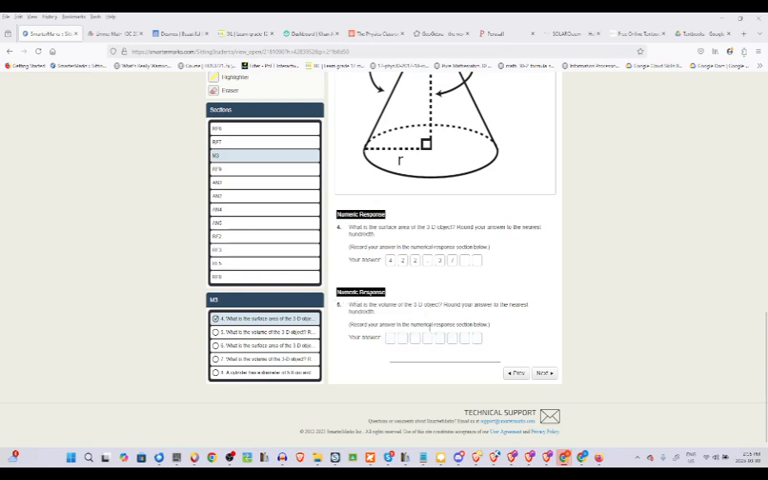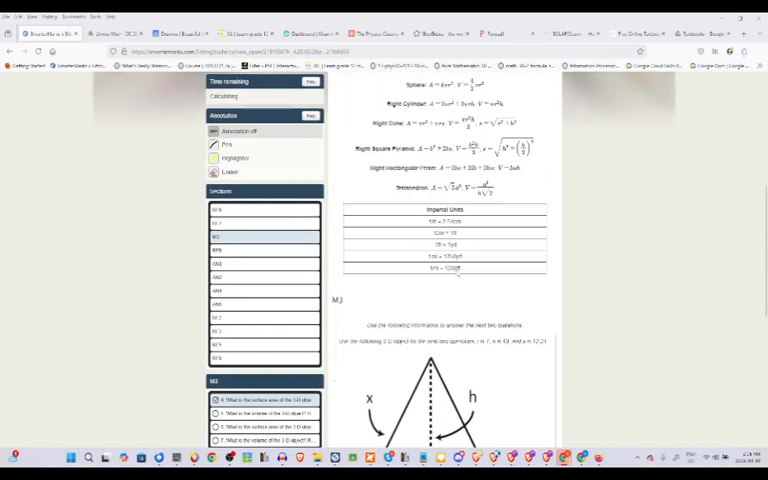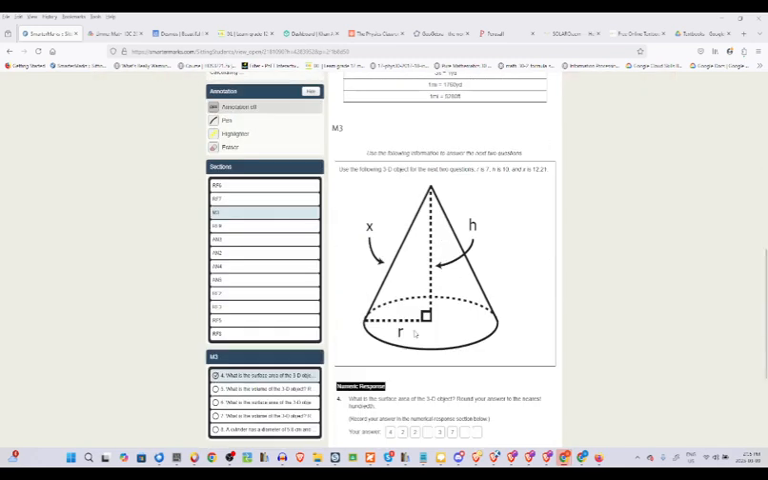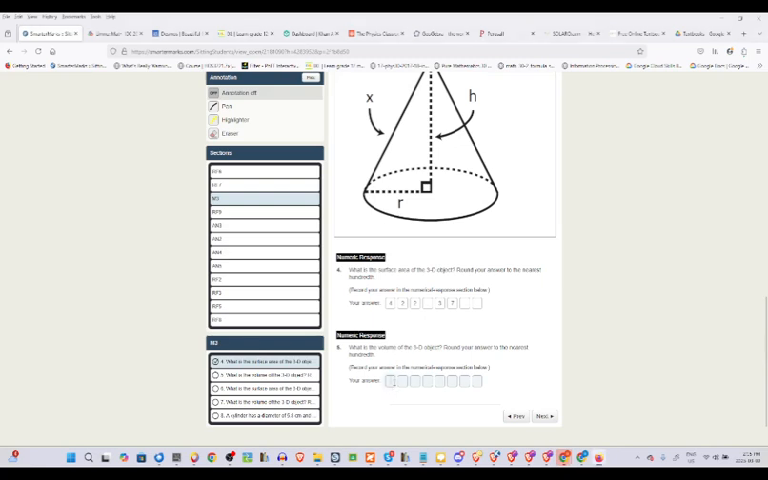So the volume of the 3D object. The volume rounded to the nearest hundredth. The volume equation is pi r squared h over 3. So if we do pi times 7 squared times 10 over 3, to the nearest hundredth, it's 513.13.